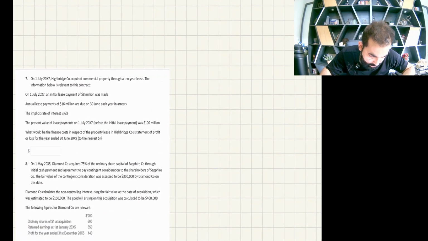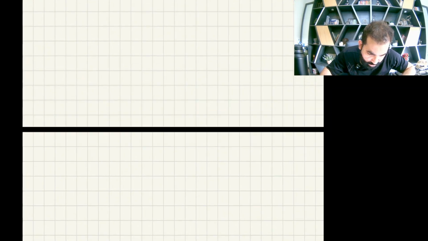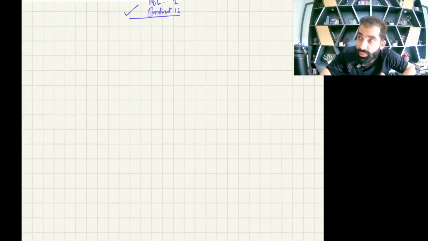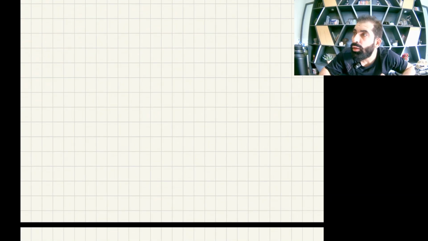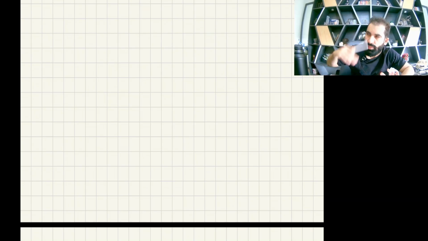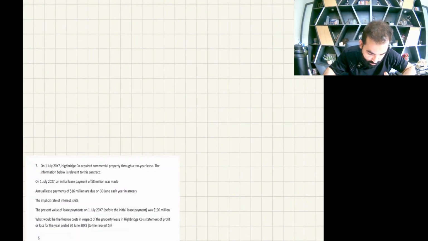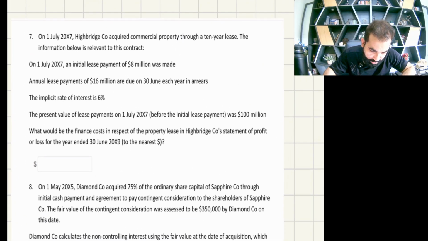Now the next thing is question number 7. On 1st July X7, H company acquired commercial property through a 10-year lease.